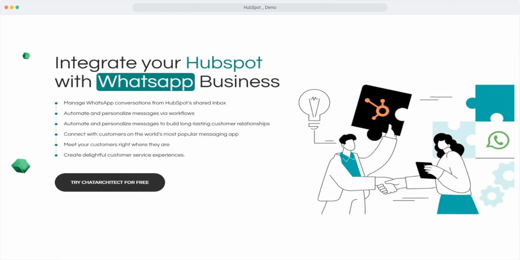Hello. In this video tutorial, you will learn how to quickly integrate your HubSpot with the official WhatsApp Business API using the Chat Architect app. After a few steps, you will be able to send the first message.